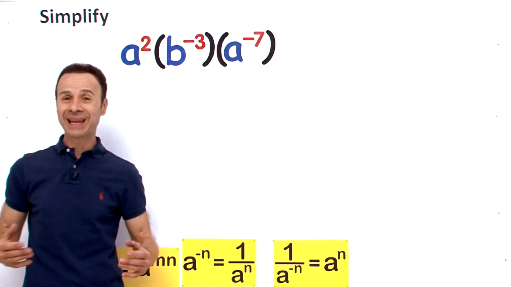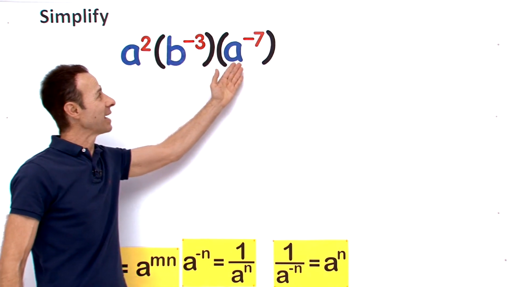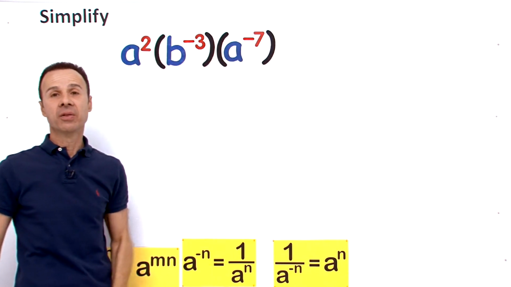Okay, we're working with negative exponents. We have a squared, b to the negative 3, a to the negative 7. We want to simplify this expression.